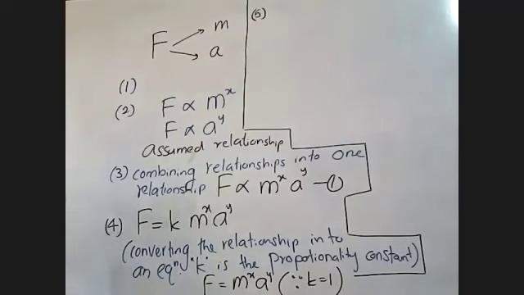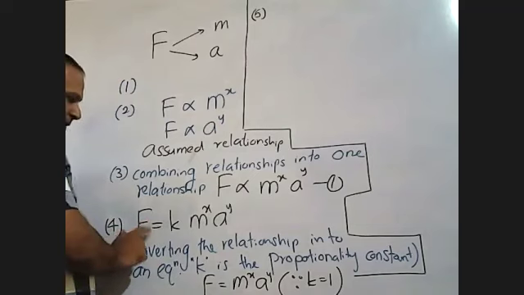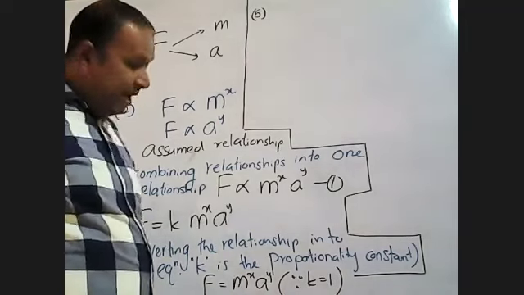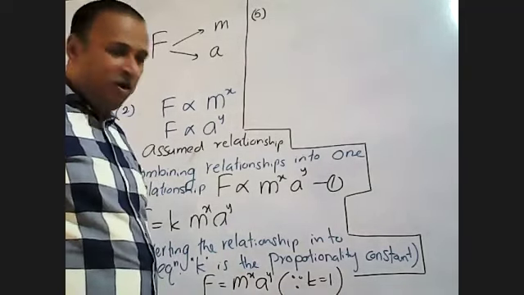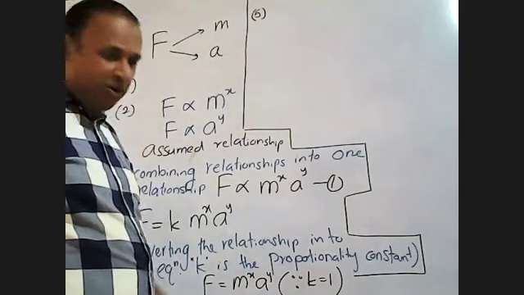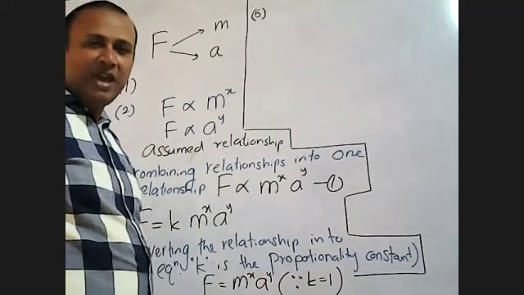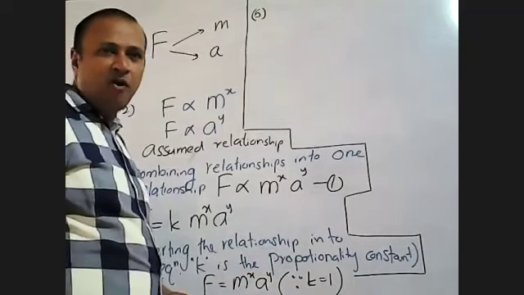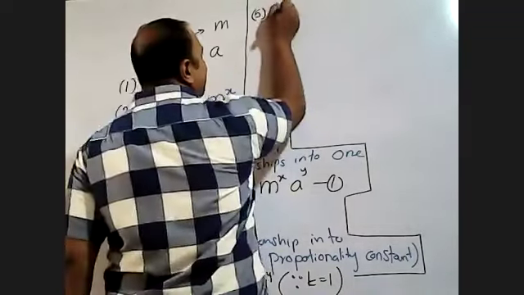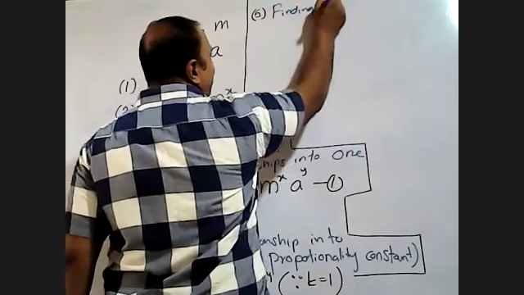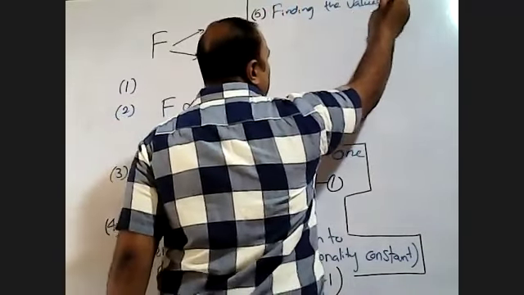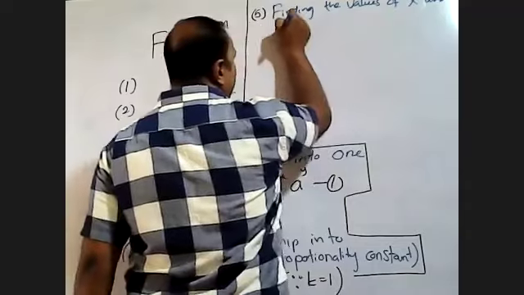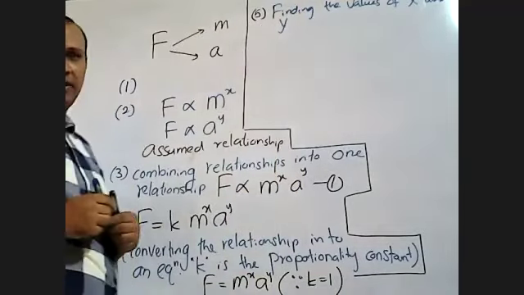Okay, look. The fifth step: now we have an equation, but there are two unknown variables in that equation, that are x and y. So we have to find x and y. Therefore, the last step is finding the values of x and y.